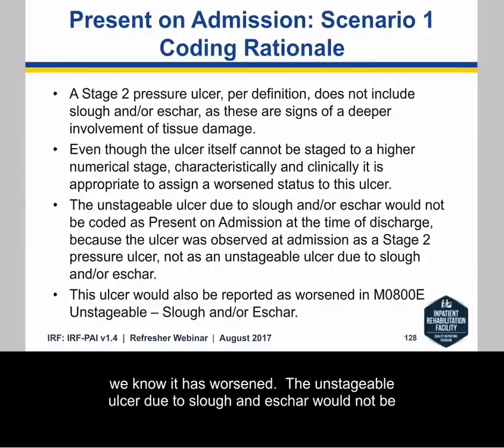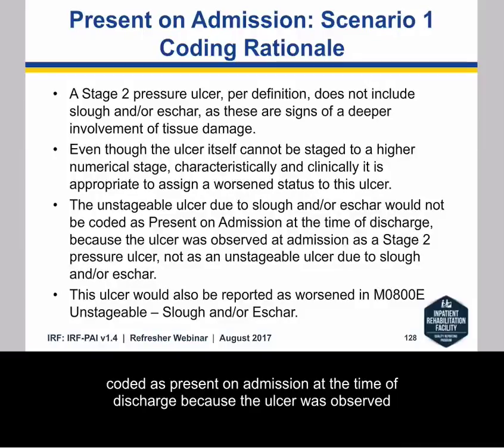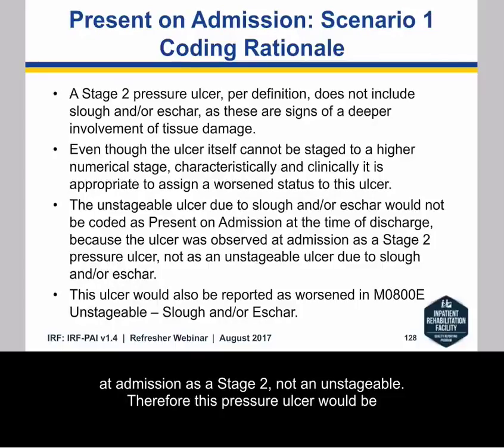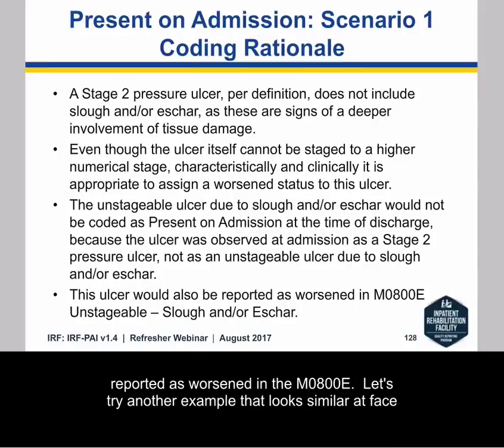The unstageable ulcer due to slough and eschar would not be coded as present on admission at the time of discharge because the ulcer was observed at admission as a stage 2, not an unstageable. Therefore, this pressure ulcer would be reported as worsened in the M0800E.